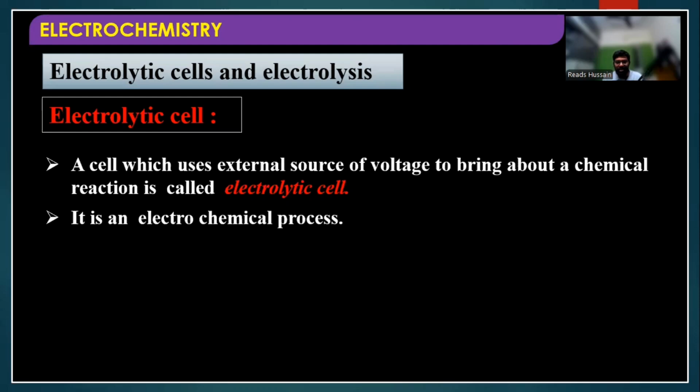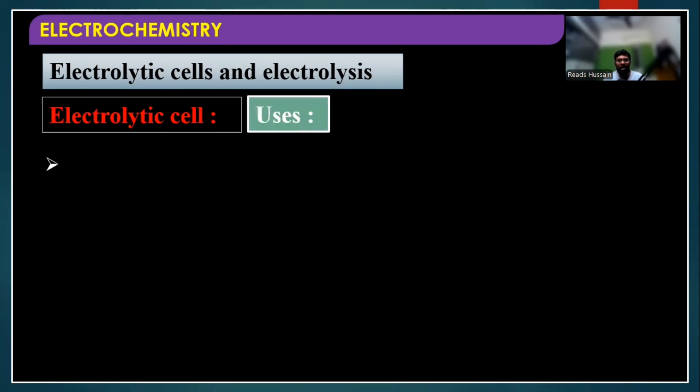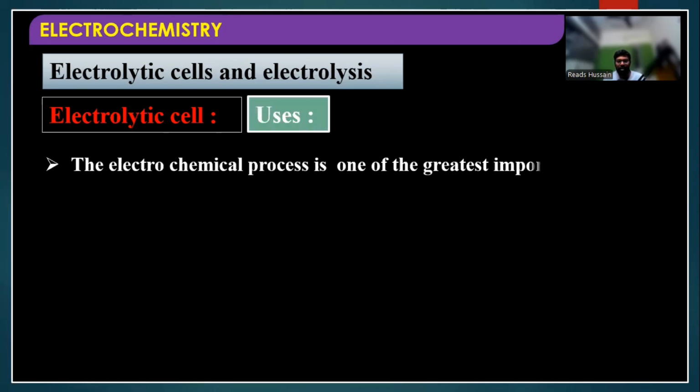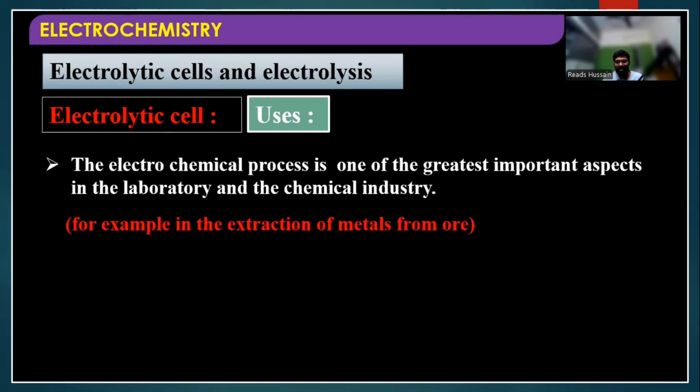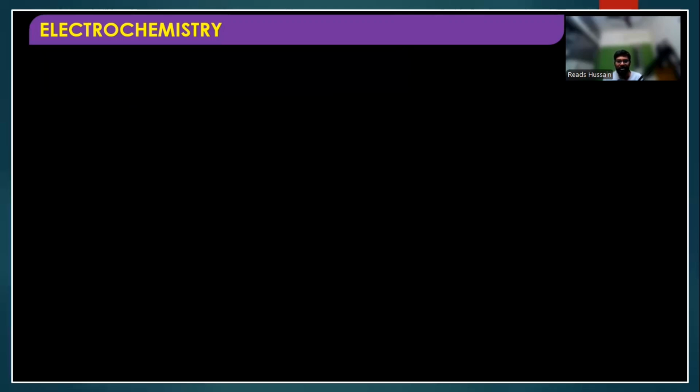What is an electrolytic cell? It is a cell in which chemical change takes place due to electric current. It is an electrochemical process. And what are the uses of the electrolytic cell? Electrochemical processes are among the most important aspects in the laboratory and in the chemical industry. For example, in the extraction of metals from ore. This is one simple example. So metals can be extracted from ore by using the electrolytic process.